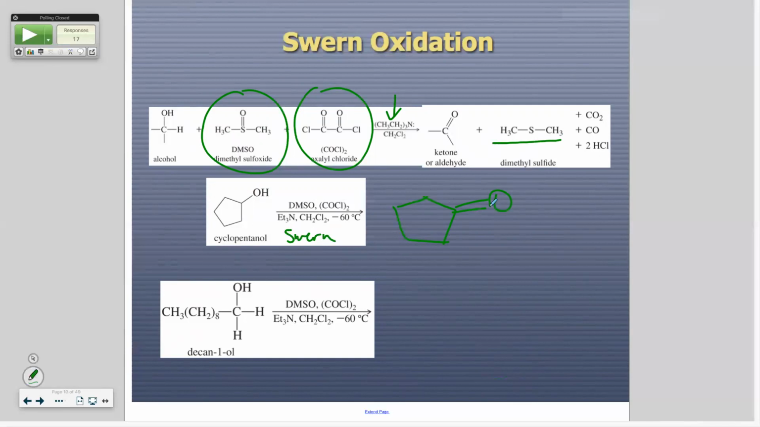Okay, what about this one? What kind of alcohol is that one? Primary. So what am I going to get? Aldehyde. Okay, which carbon is the one that becomes the aldehyde? The one that the OH is attached to. Because that O is the same O. Okay, they've done a bunch of work to figure that out.